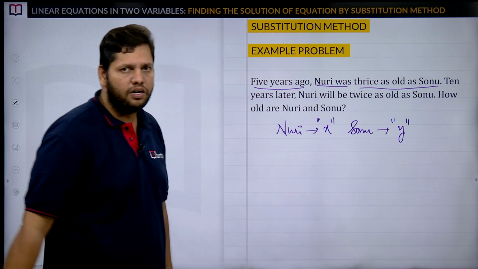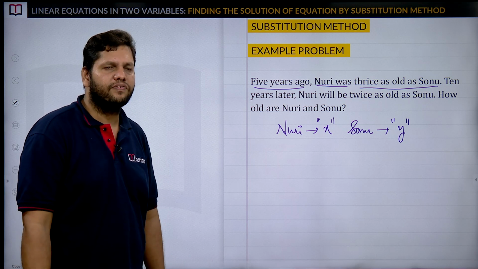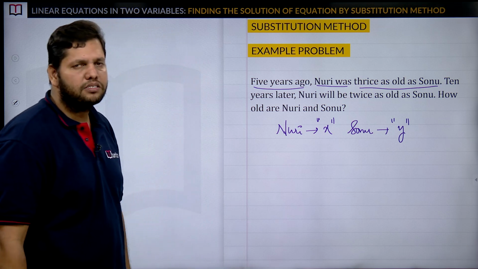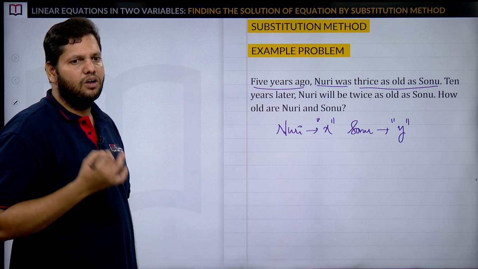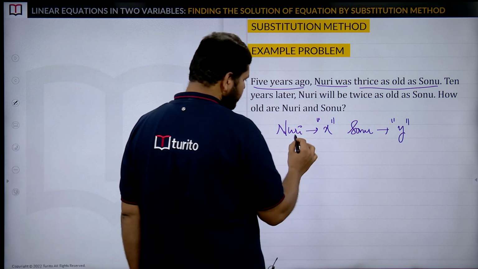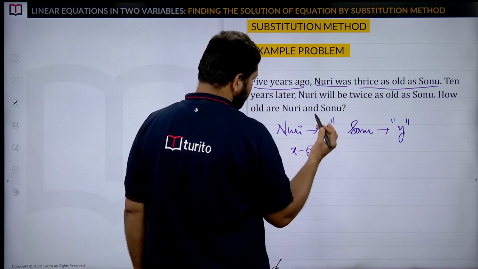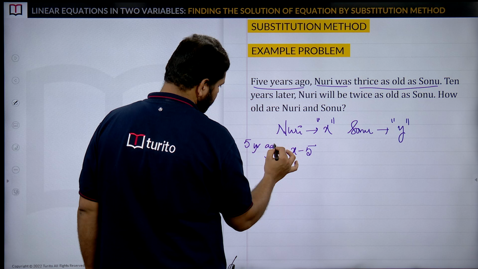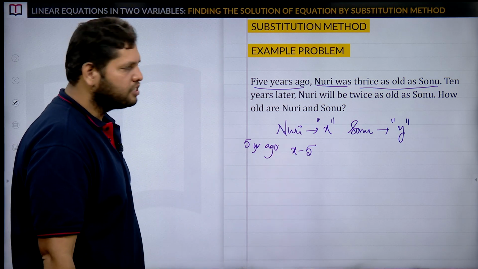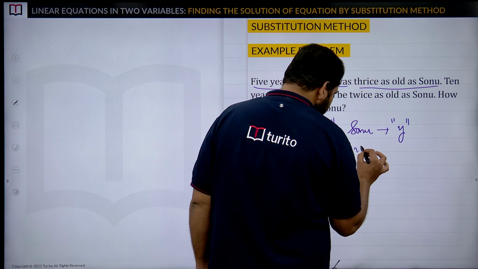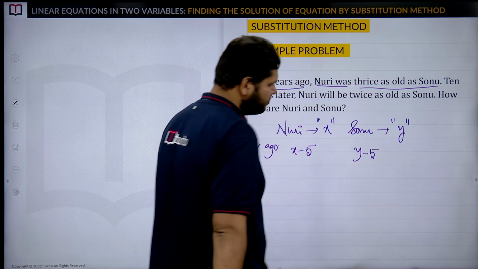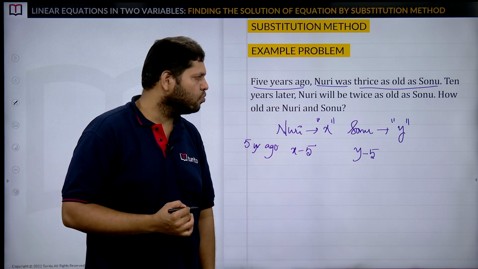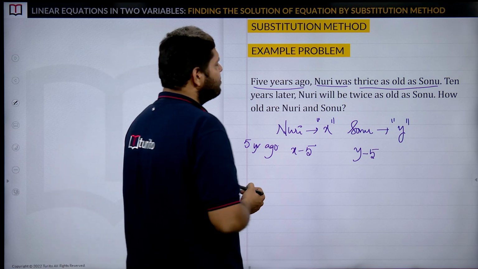Okay children, Nori's age is what? X, and Sonu's age you can take as Y. Now what is the condition? 5 years ago, so 5 years ago means 5 years before. So what is the age? Can I say Nori's age is X minus 5? Yes or no? So 5 years ago Nori's age is X minus 5, and the Sonu's age we can write as Y minus 5. Isn't it children?